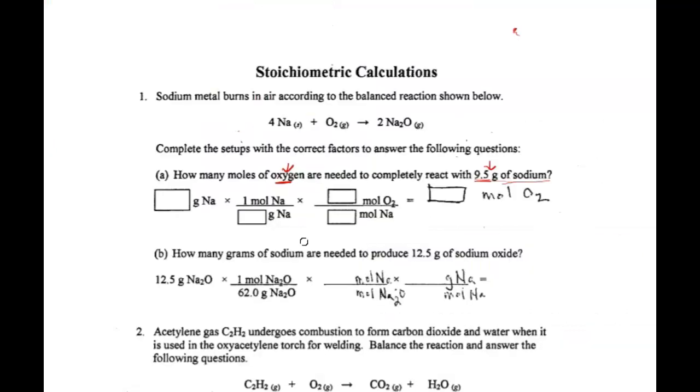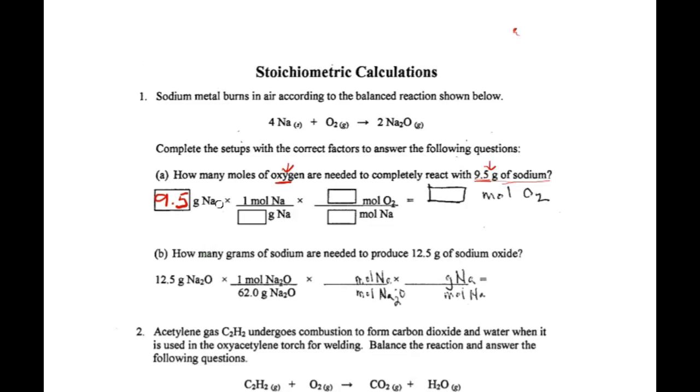And back here. So how many moles of oxygen are needed to completely react with 9.5 grams of sodium? So if we have 9.5 grams of sodium, that's where we're starting. So we're going to write that right here: 9.5 grams of sodium.